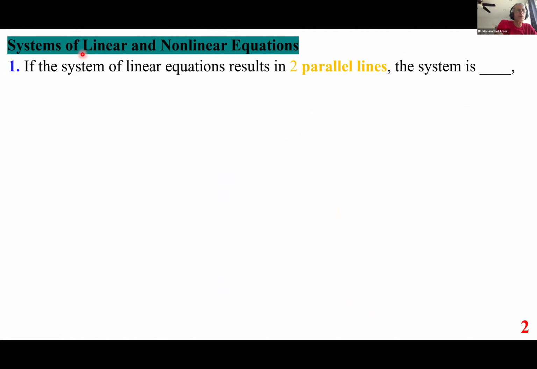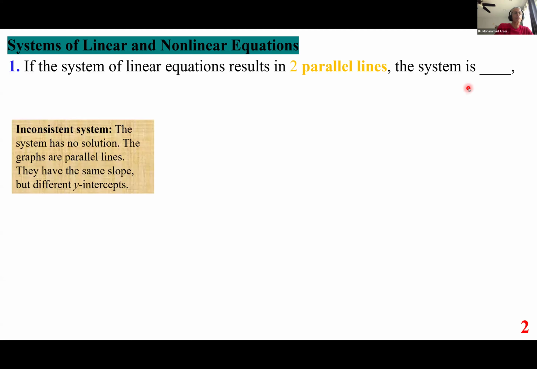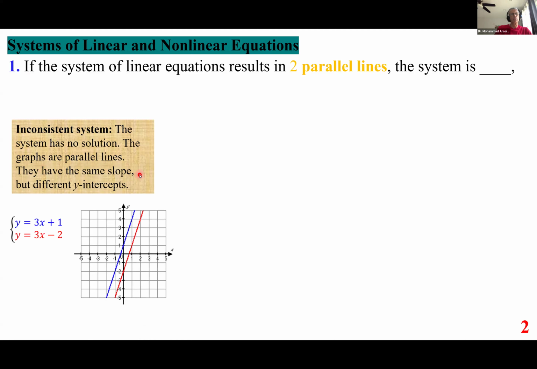Systems of linear and nonlinear equations. Number one, if the system of linear equations results in two parallel lines, the system is an inconsistent system. The system has no solution. The graphs are parallel lines. They have the same slope, but different y-intercepts, as you can see from the graph here. The two lines have equal slopes, but different y-intercepts.